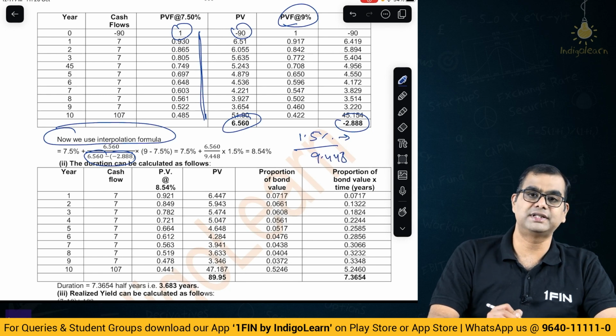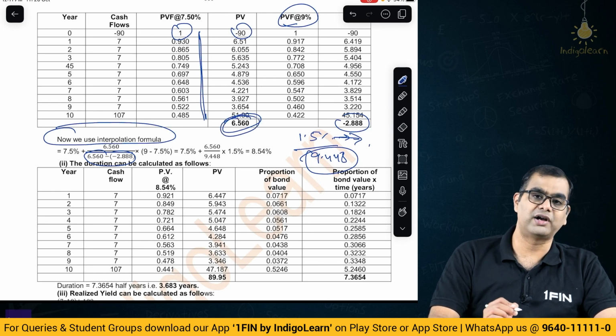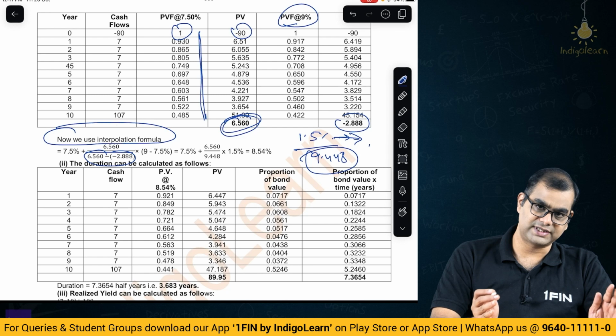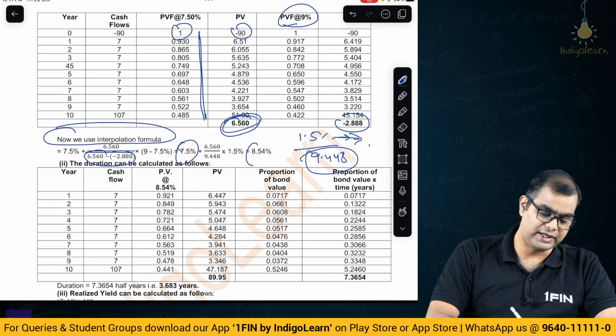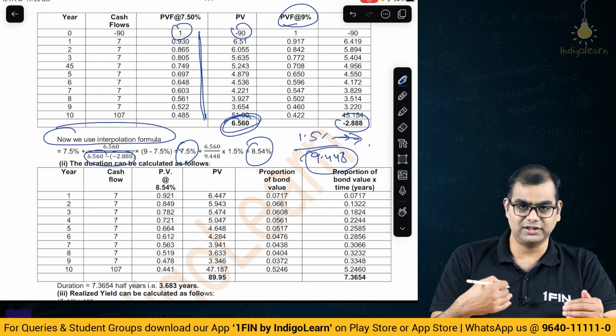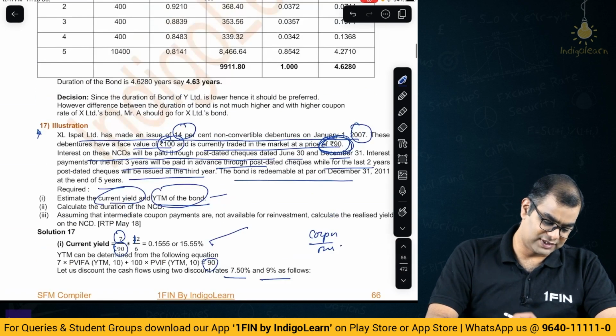For a 1.5% change, the NPV is changing by 9.448. How much should the rate change so that the NPV changes by 6.568, so that the 6.568 gets negated? You compute it and add it to 7.5%, and you get the desired rate of 8.5. The rate at which NPV becomes 0 is 8.54%.